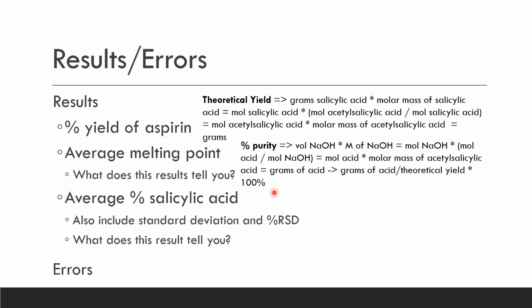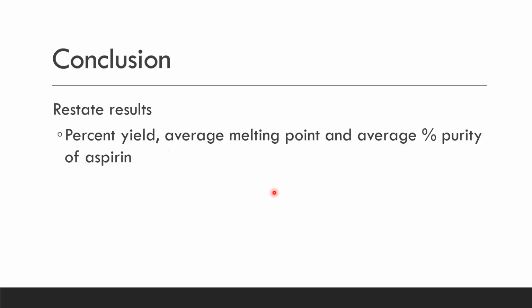The average melting temp you get by taking your 3 melt temps, adding them together, and dividing by 3. Pretty simple. Okay, let's continue. In your conclusion section, what you want to include is your percent yield, your average melting point, the average percent purity of aspirin, and that's pretty much it.